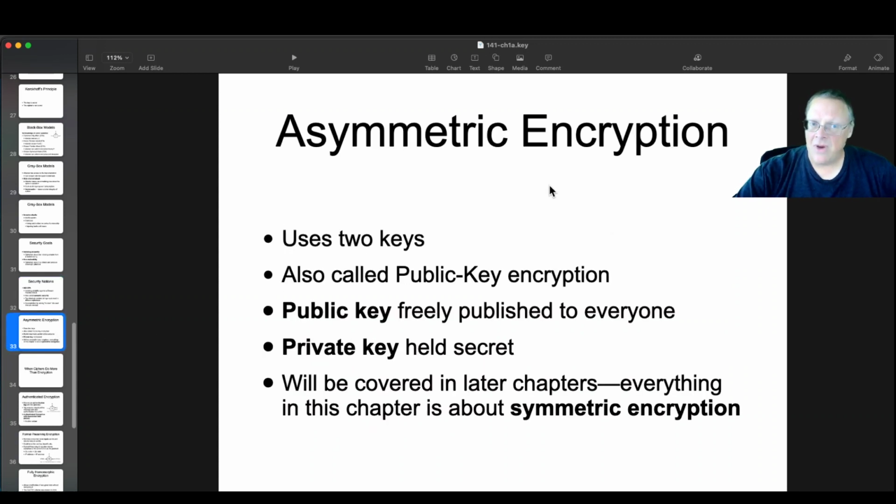So asymmetric encryption is really important in the modern world. This is where you have two keys. Everybody has a public key and a private key, and they keep the private key secret, and they publish the public key.